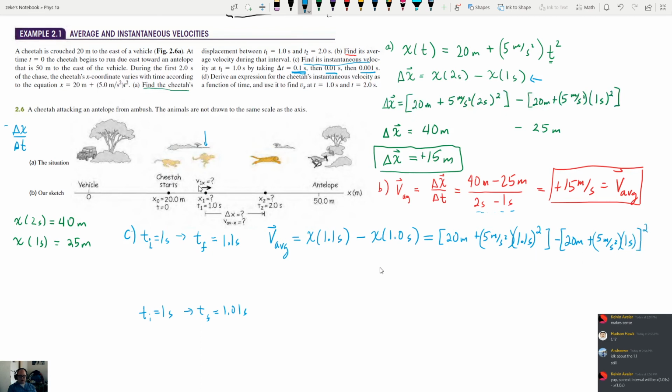I don't know if I need to keep writing the second term here, but I guess I can. So our average velocity between these points. So the first one is going to be, can you calculate this for me real quick?